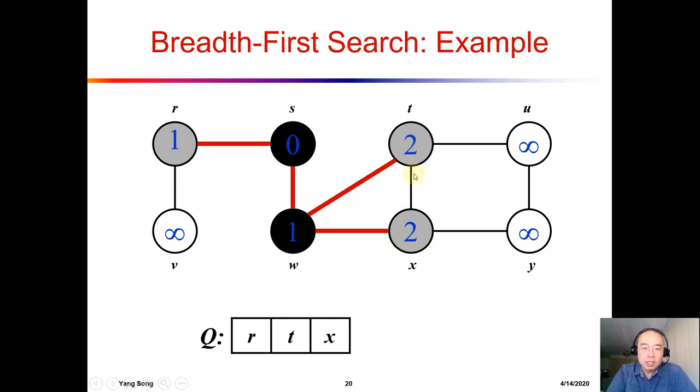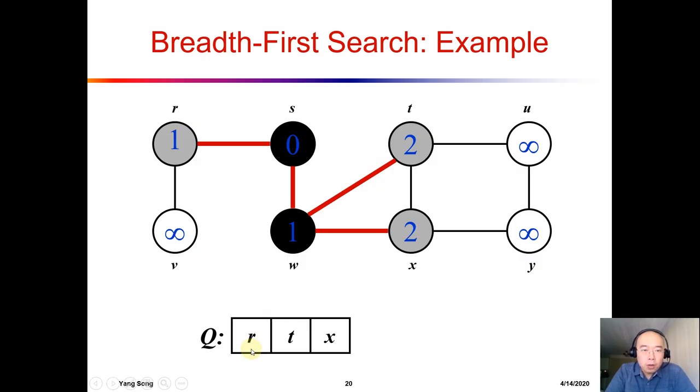So for both T and X, we have colored this line to be red and this line to be red. The reason is, T's parent will be W and X's parent will be W again in the tree structure. And now W is fully explored. We have enqueued T and X. And now the next node we are going to explore will be R, because R is the head of the queue.